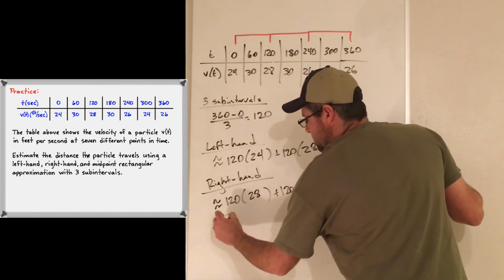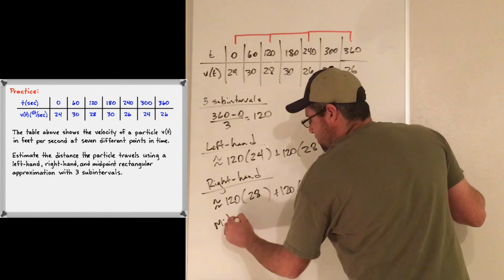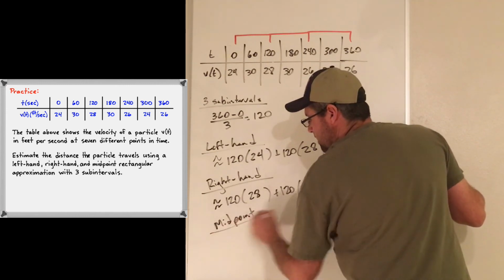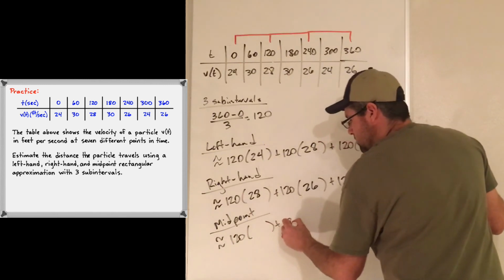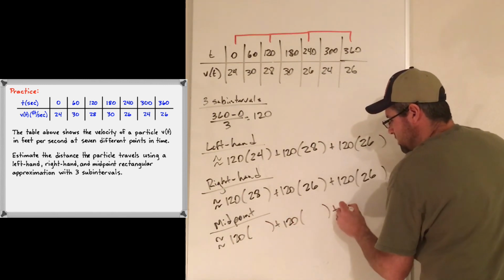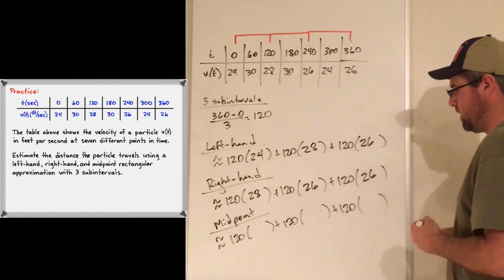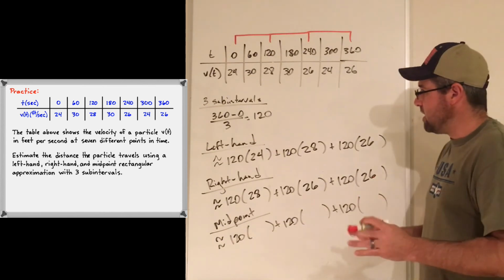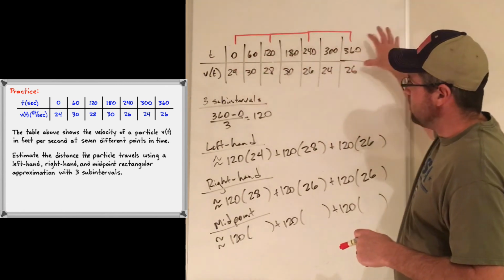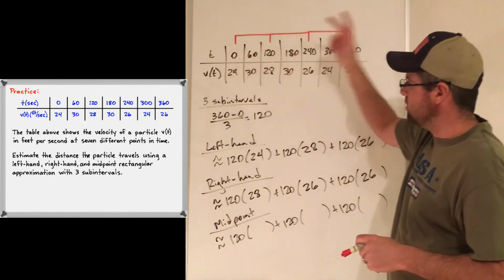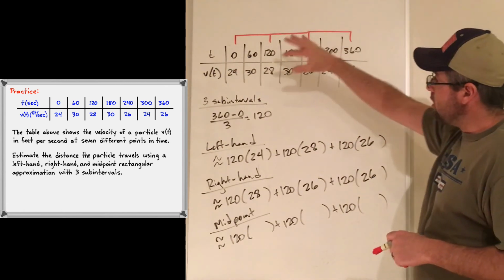For the midpoint approximation, they're still 120 wide. So we have 3 subintervals that are each 120 wide, okay? And they're not always going to be the same. In this case they are. They're equal subintervals, but these might be unequal. So we have to figure out the distance between those by subtracting them. But they are all 120.